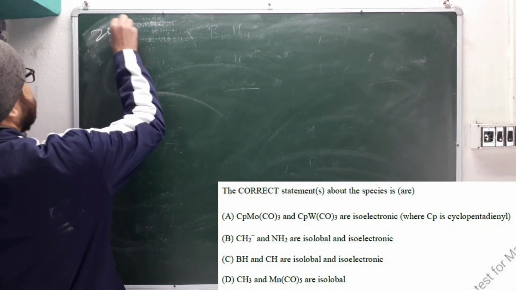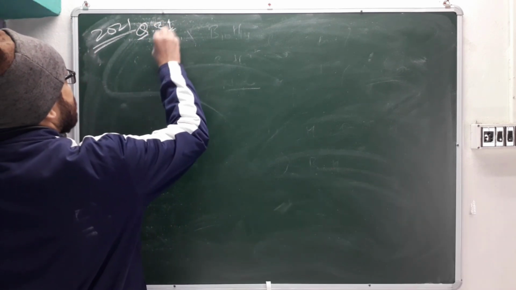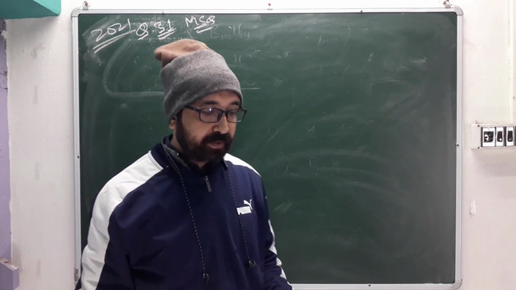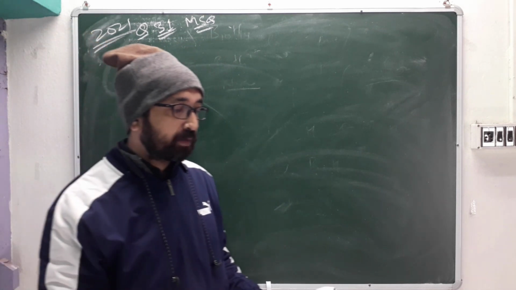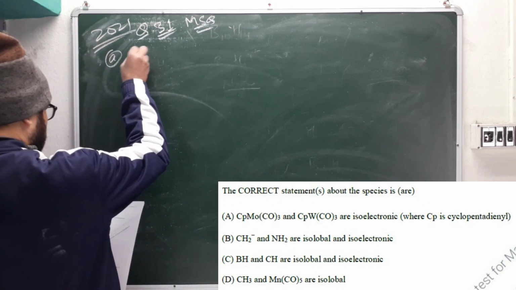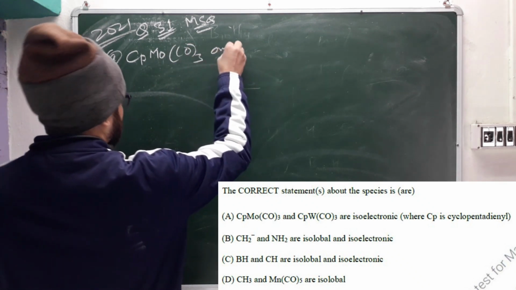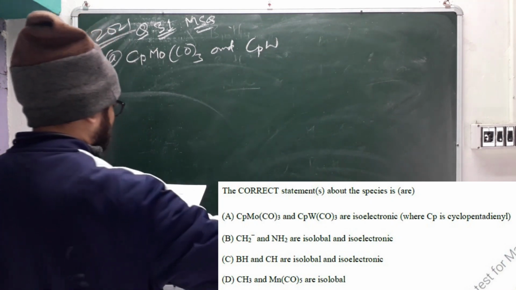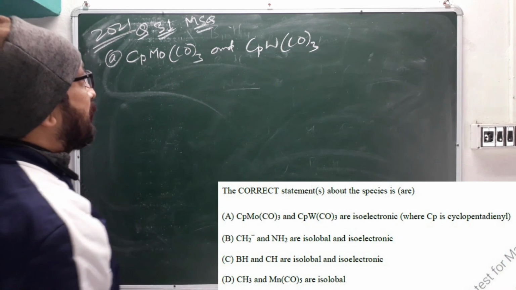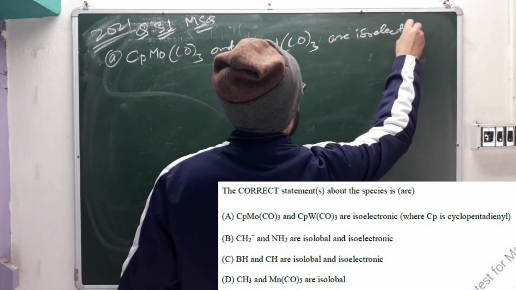2021, question number 31. Question number 31, it is MSQ. The correct statements about the species are, is or are: first, they have given option number A. They have given CpMo(CO)3 and are isoelectronic. First option is this, are isoelectronic. Now start solving it.